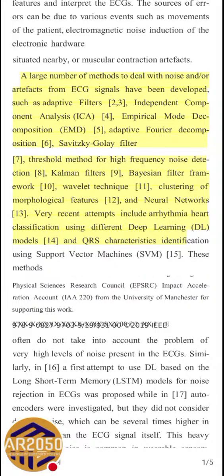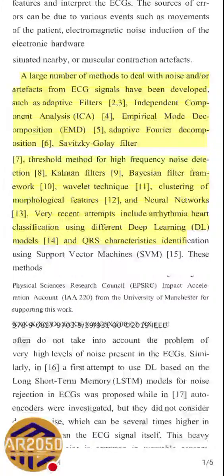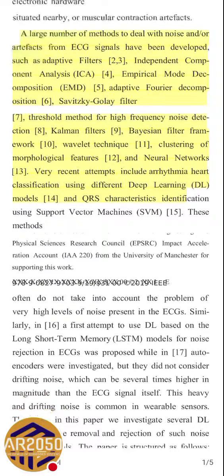Then we have a Bayesian filter framework, the fastest technique to compute the Bayesian. Then we have a wavelet technique, which they also used, the clustering of morphological features, and neural networks. So, very recent attempts include arrhythmia heart classification using deep learning models. They cited a research paper which is classifying arrhythmia heart disease using a deep neural network and QRS characteristics identification using a support vector machine.